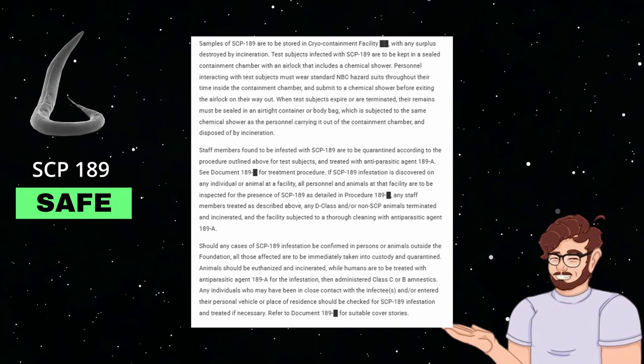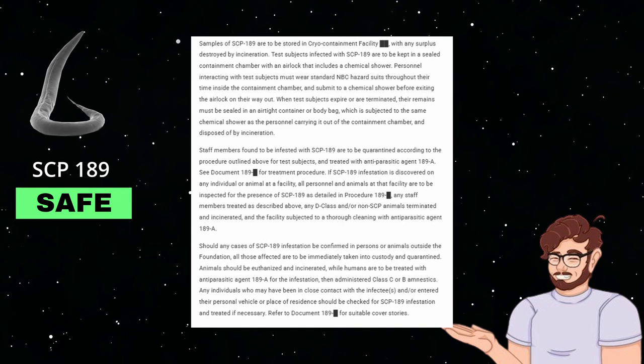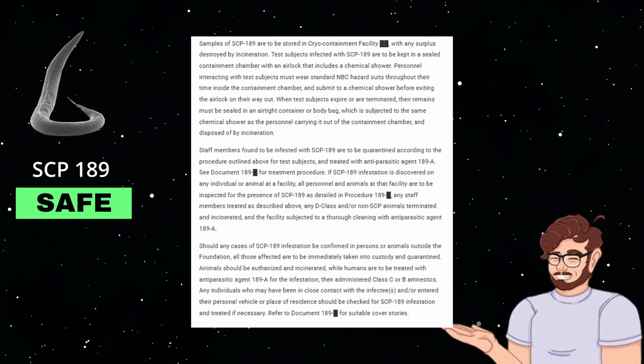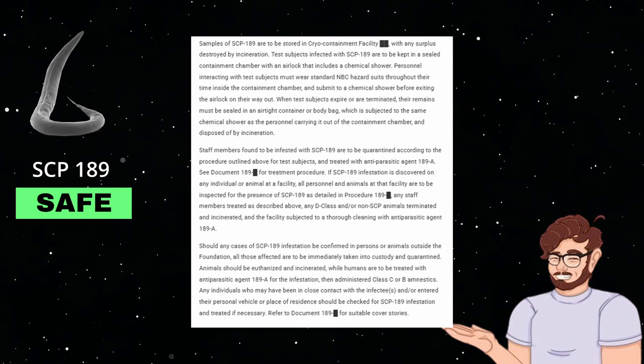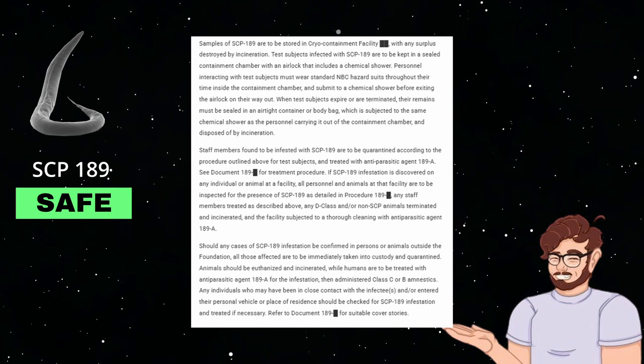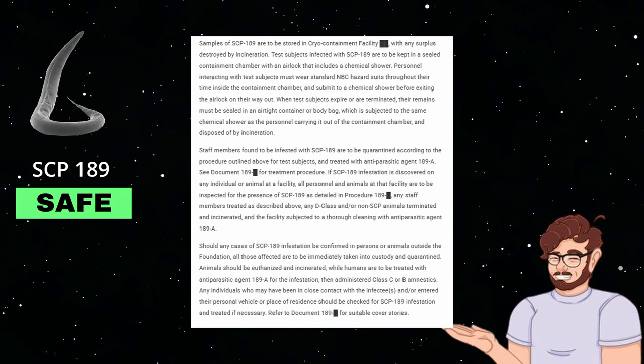Test subjects infected with 189 are to be kept in a sealed containment chamber with an airlock that includes a chemical shower. Personnel interacting with test subjects must wear standard NBC hazard suits throughout their time inside the containment chamber, and submit to a chemical shower before exiting the airlock on their way out.